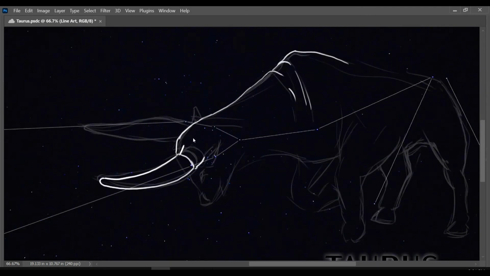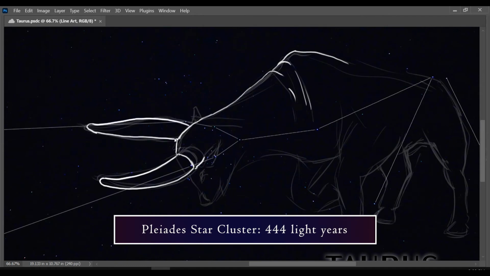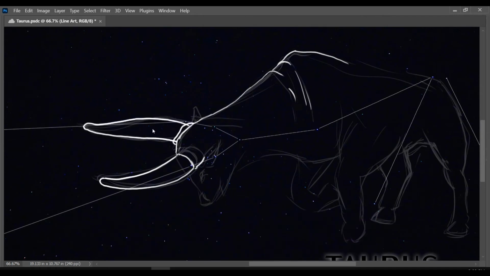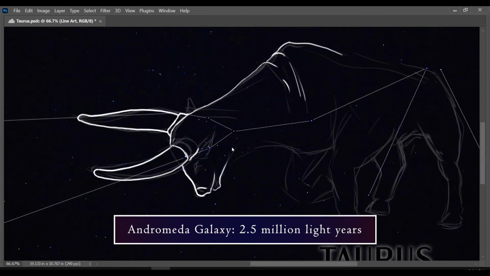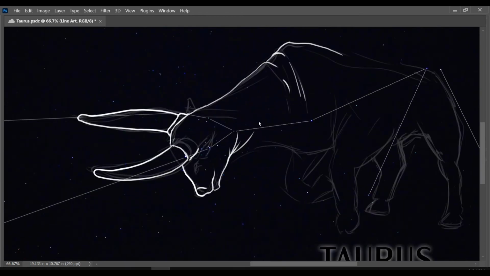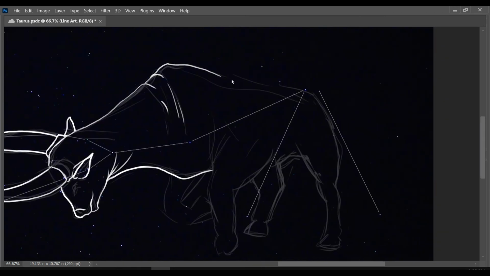Comparatively, the Pleiades that we also talked about is 444 light years, so that's also pretty close, because when you consider that the closest galaxy to our galaxy, which is the Andromeda Galaxy, is still 2.5 million light years away. Much further than the Hyades, much further than the Pleiades, much further than Proxima Centauri, which is, by the way, seen in the southern hemisphere.